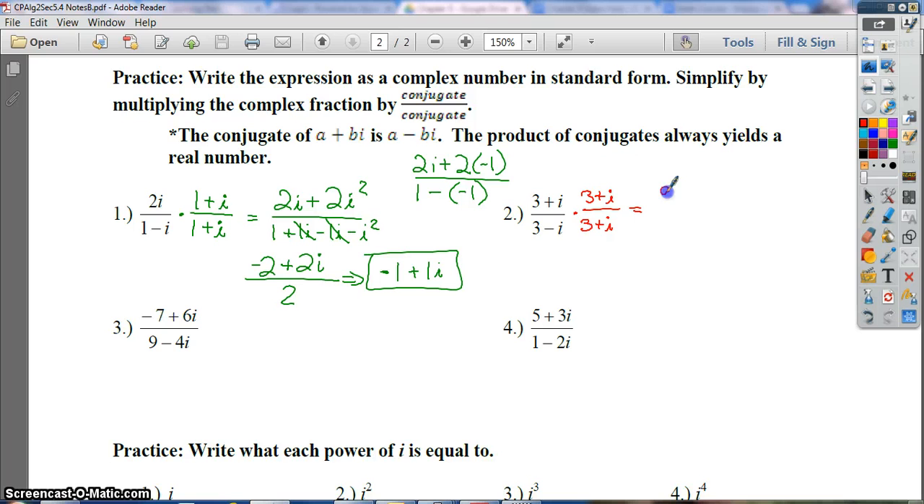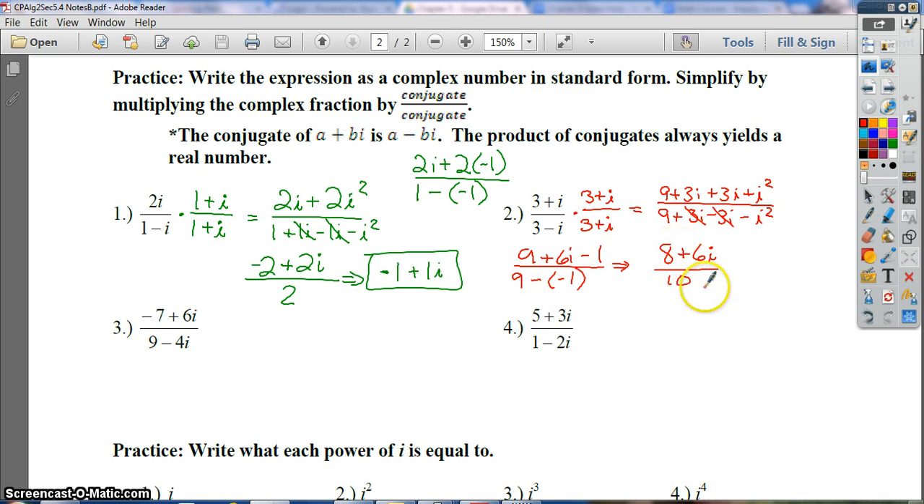So I'm going to FOIL the top. This is 9 plus 3i plus 3i plus i squared over 9 plus 3i minus 3i minus i squared. So this is going to be 9 plus 6i minus 1. It's plus a negative 1 over 9. These cancel out. Minus negative 1. So up top, this is going to be 8 plus 6i. That's 9 minus 1 is 8. Down here, 9 plus 1 is 10.